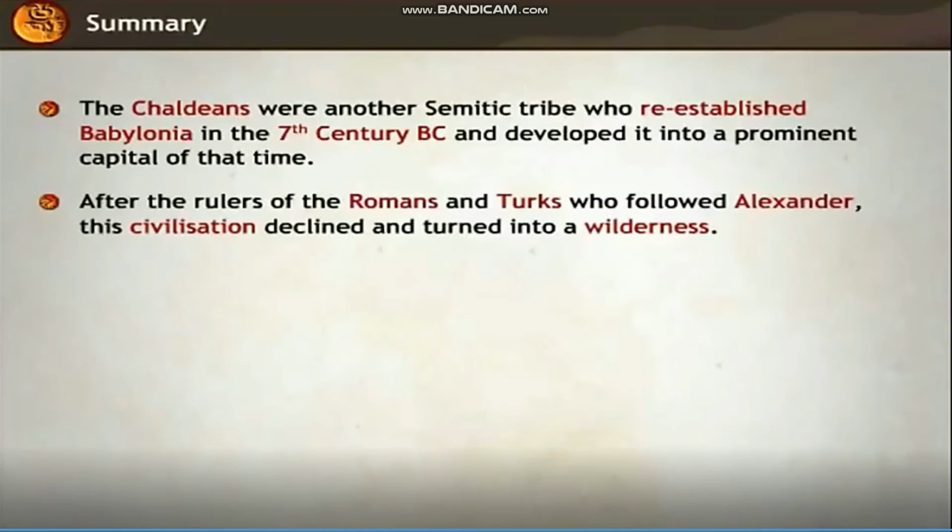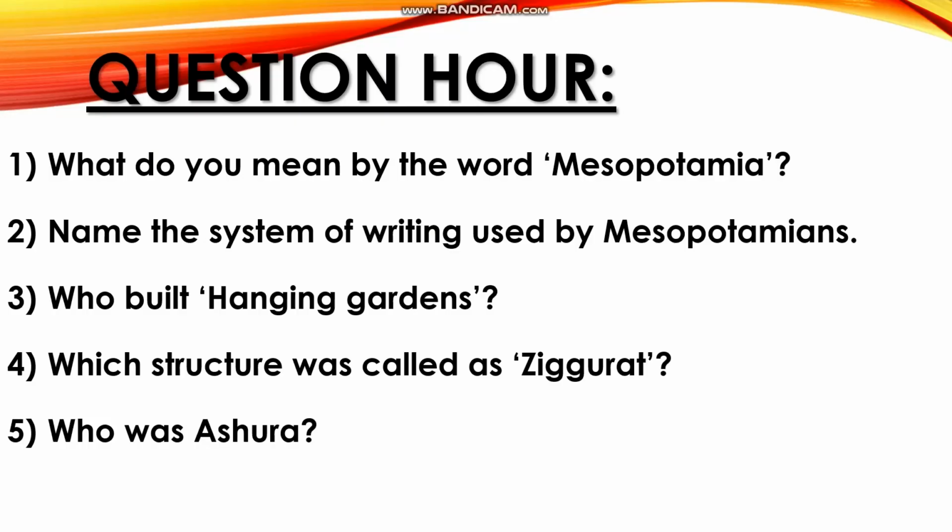Are you all ready for the question hour? Good. Let's move on to question hour. The first question is, what do you mean by the word Mesopotamia? The answer is, the word Mesopotamia is derived from a Greek word which means the land between rivers.